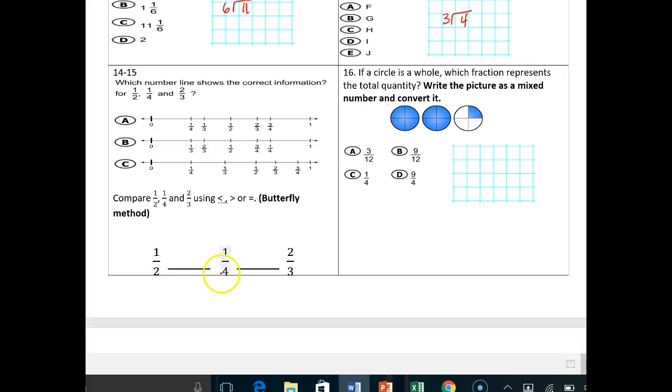2 and 1, what does that give you? Compare them. 1 and 3, what does that give you? 4 and 2, what does that give you? Compare them. If a circle is a whole, which fraction represents the total quantity?